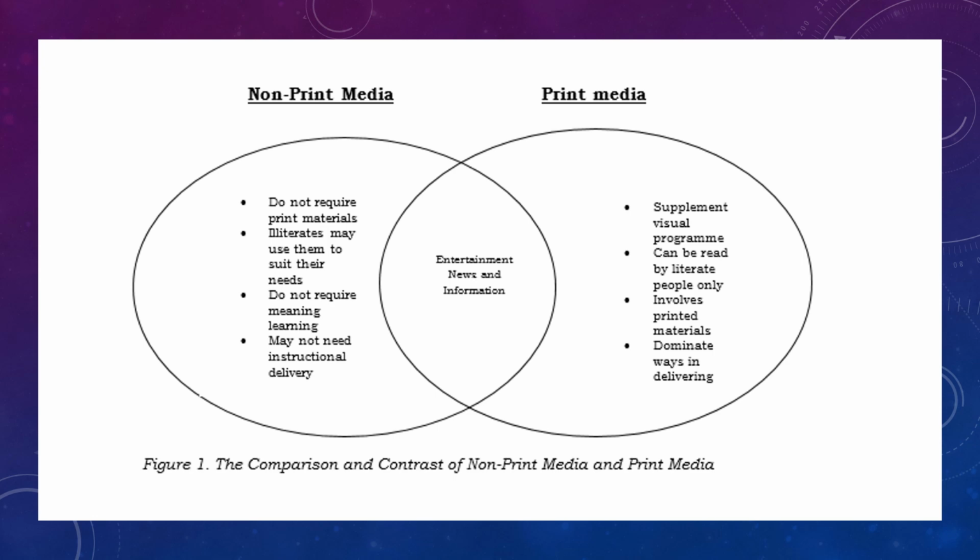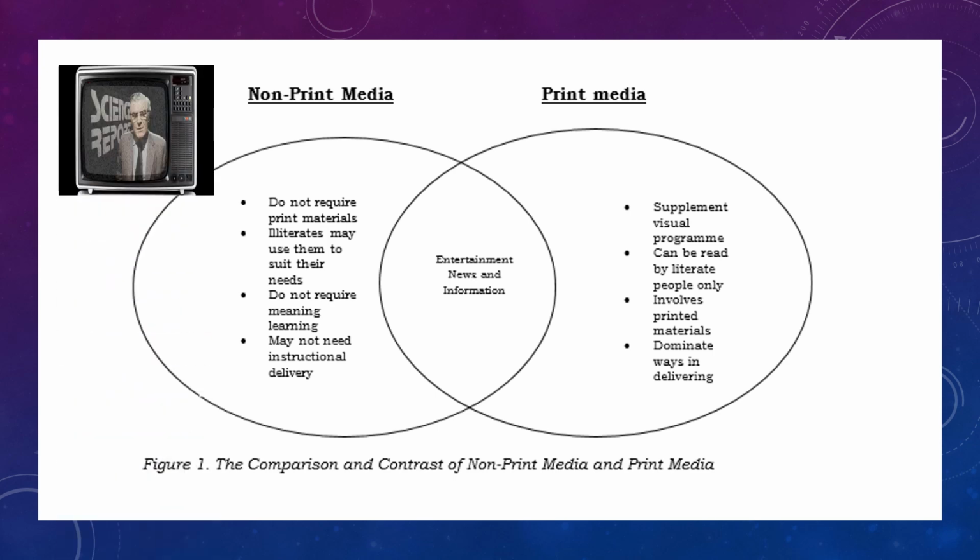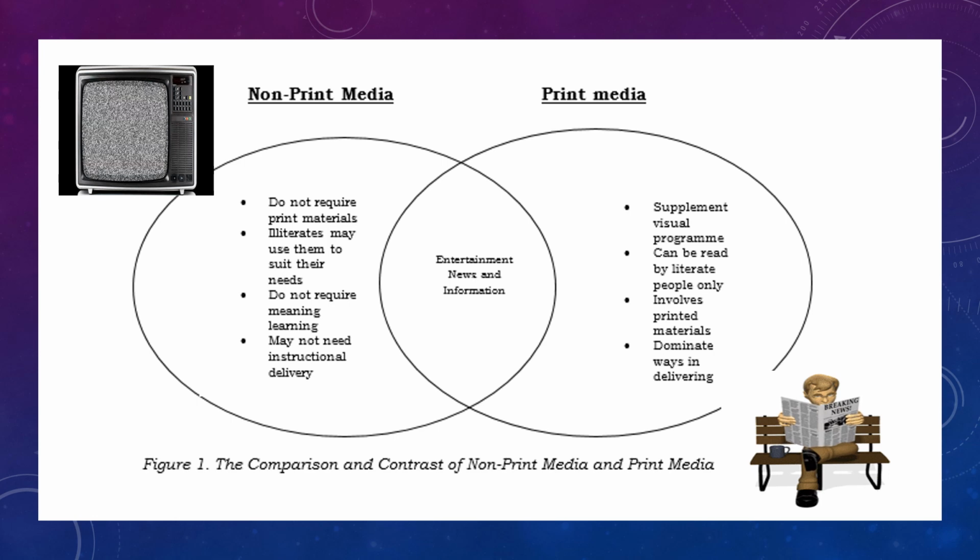While print media, on the other hand, is a supplement visual program. It can be read by literate people only. It also involves printed materials and dominates ways in delivering. They are the same in the manner that they are both for entertainment, news, and information. Now, in which category does television belong? What about the newspaper? Here we can see that television belongs to a non-print media, while newspaper belongs to a print media.